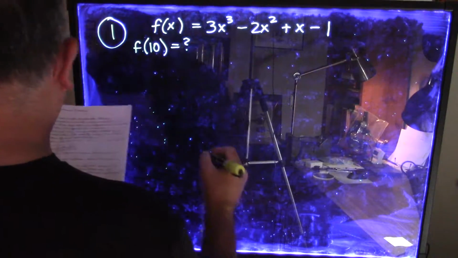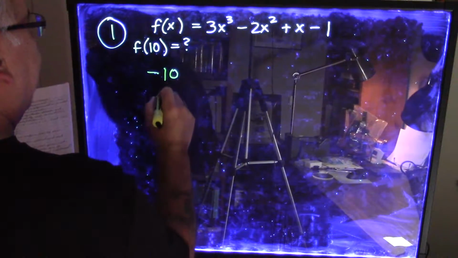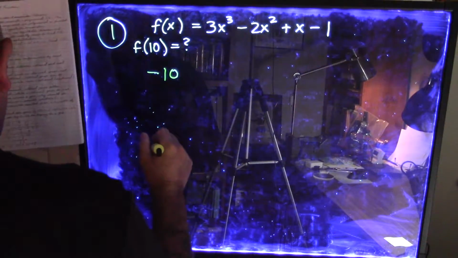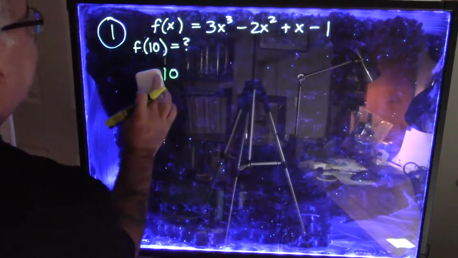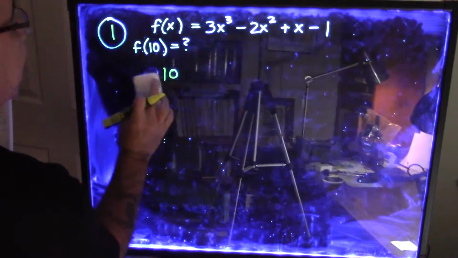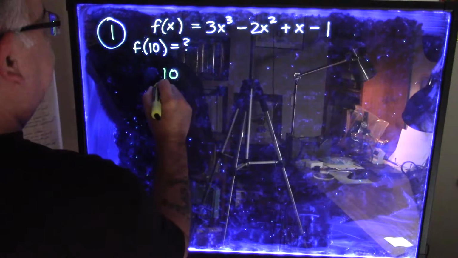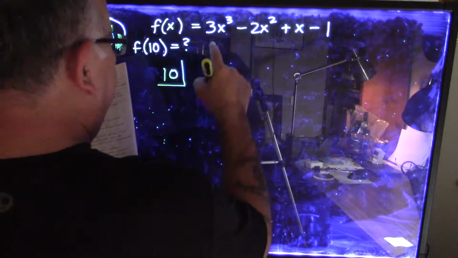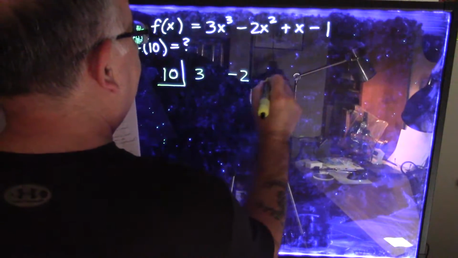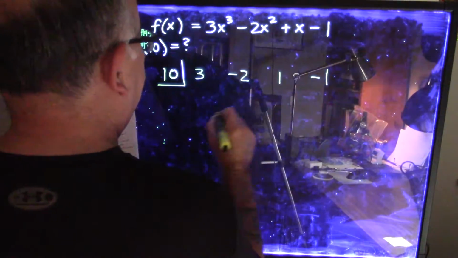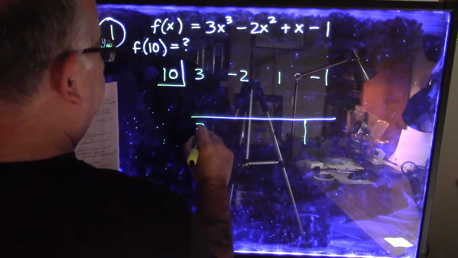What we get is, let's use synthetic division on this. Make that a positive 10, not a minus. We're evaluating f of 10, so here we go. We'll write the coefficients. We've got a 3, negative 2, 1, negative 1. Alright, bring down the 3.